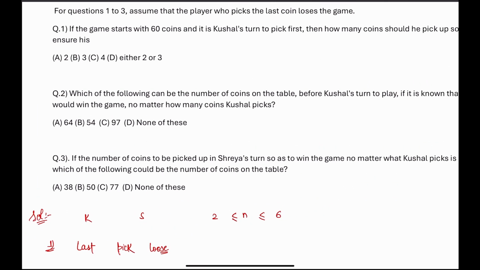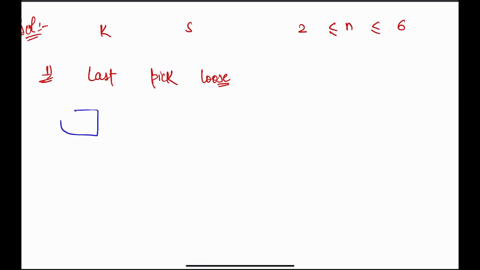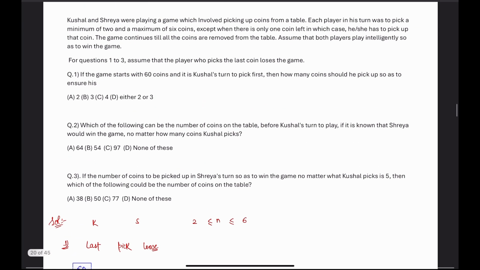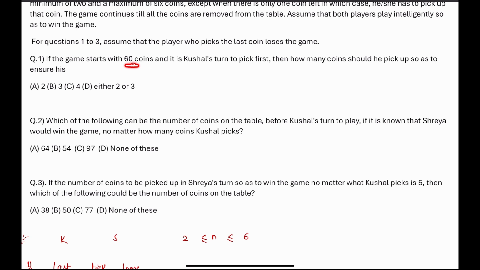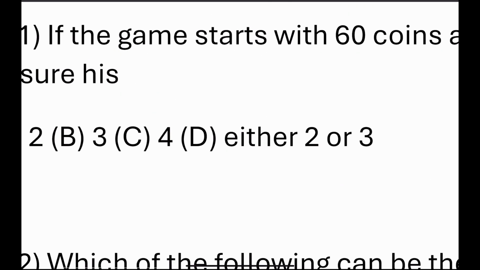These 3 questions are already written there. Let's read one by one. If the game starts with 60 coins, again we got our crucial information. If there are 60 coins and it's Kushal's turn to pick first, Kushal will start. How many coins should he pick up so as to ensure his win?